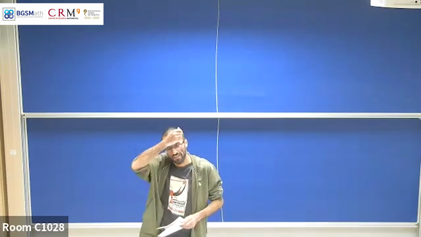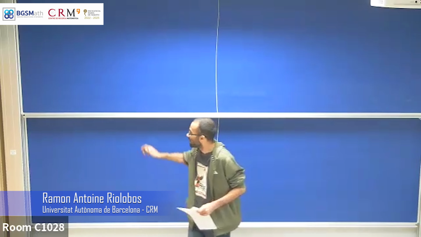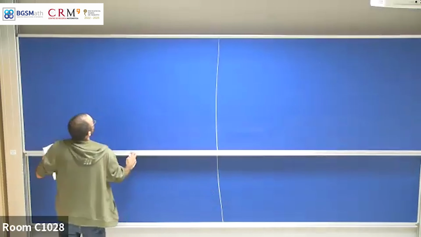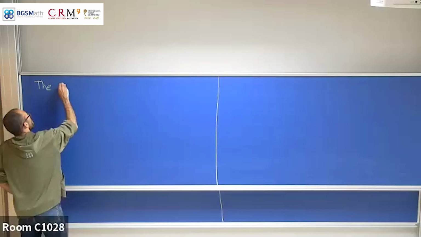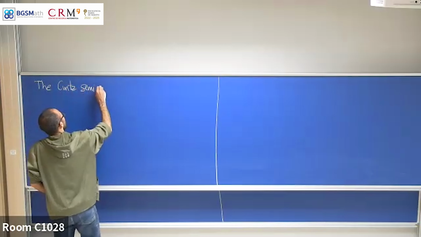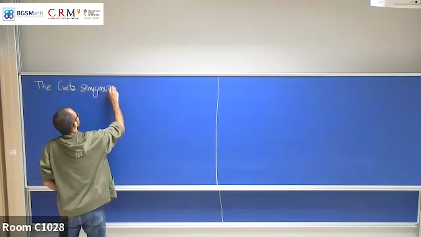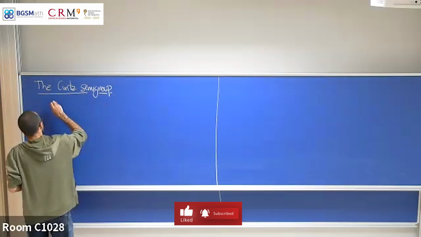Okay, today in the next session, I'll be doing the course. I'll start repeating some things. But this section is about the Cuntz semigroup, which has already been introduced. But I'll start with the classical definition.